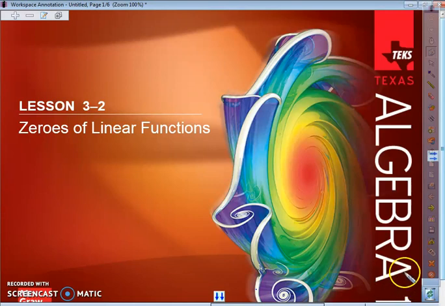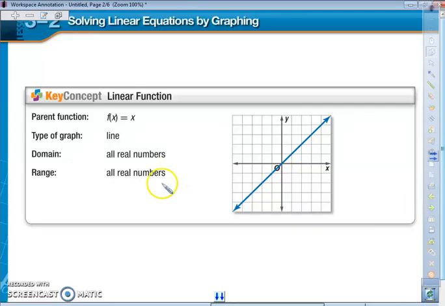Let's jump into 3-2, zeros of linear functions. Easiest section we've ever seen because you've already done it. Here we go. New information.